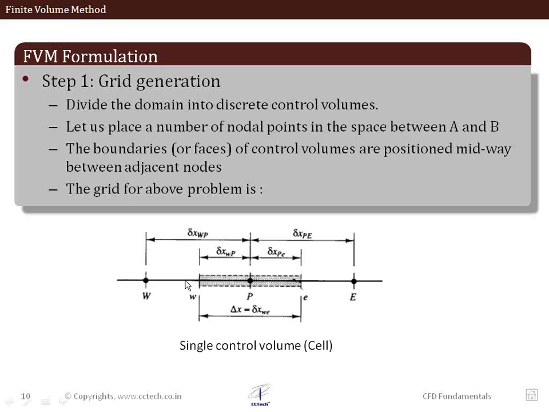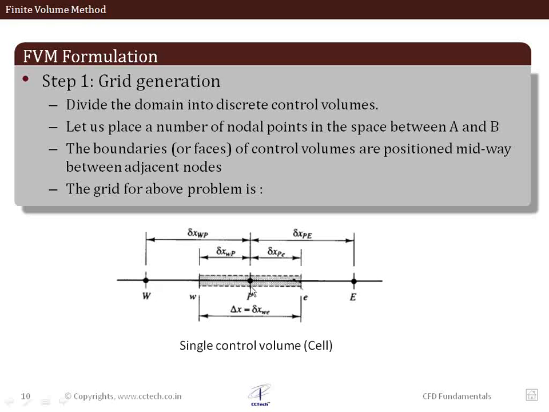So we generate a 1D grid, a one-dimensional grid, which basically means we just generate some bounds to this rod or the one-dimensional geometry that you have. So what you have is the geometry. We have the domain being discretized into control volumes. We obtain the nodal points. These are the cell centers in this case.